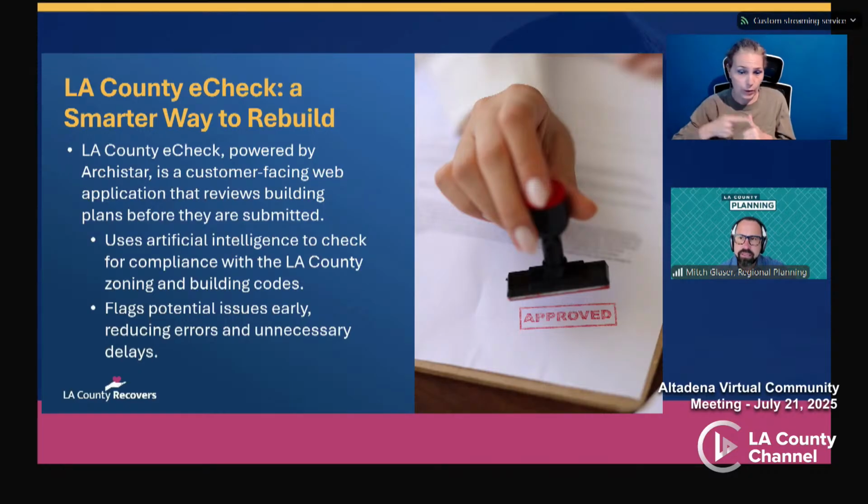Secondly, and related to that, we're returning about half of the applications after the initial review because there needs to be some corrections to the plans to comply with the zoning rules, or we need more information because we can't make a determination. So we'd like to bring that number way down, and we think that eCheck is one way to do that. Next slide, please.